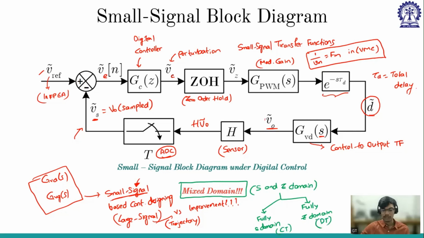So now the question is which one to follow. Either you can do this, or you can also do this. So which one is more accurate? Which one is good for controller designing? That we'll be discussing. But just to start with, with the same block diagram, first we'll discuss how to convert into S domain, and then we'll discuss how to convert everything into Z domain.